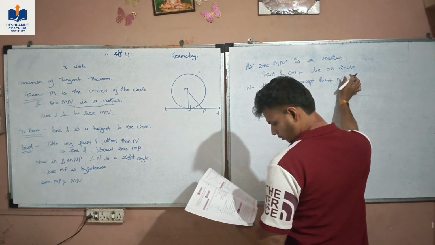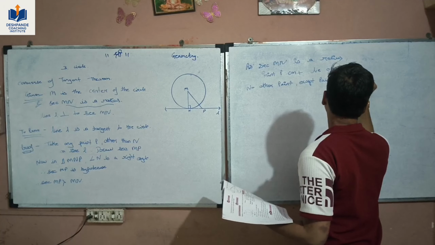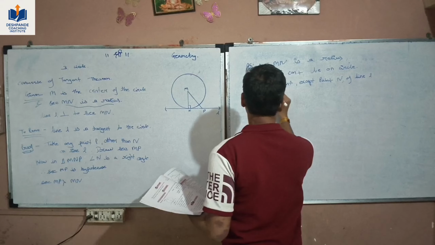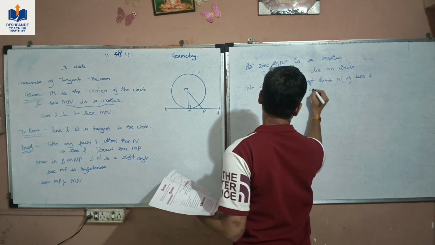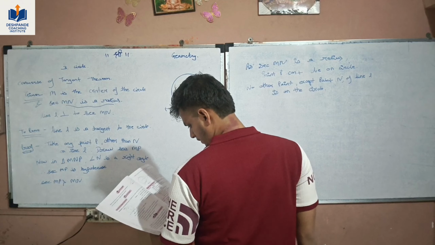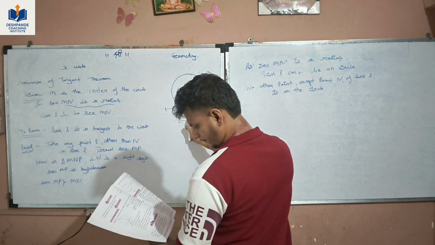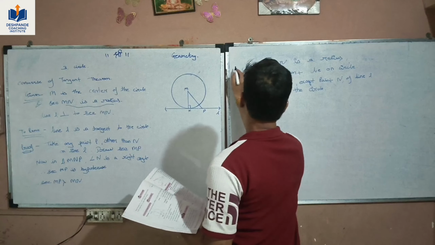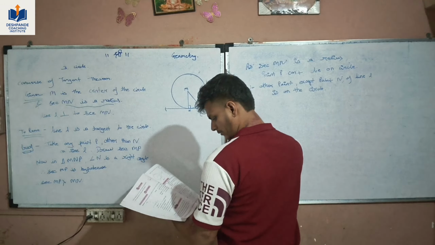Except point N, no point of line L is on the circle. So line L intersects the circle at only point N, and this point P is not on the circle. So this point will come first, this point will come second. Now the third point. What have I told you?